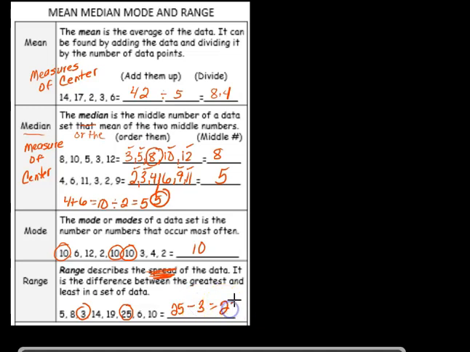And we get 22. So this one is spread out over 22 numbers. Okay? All right.